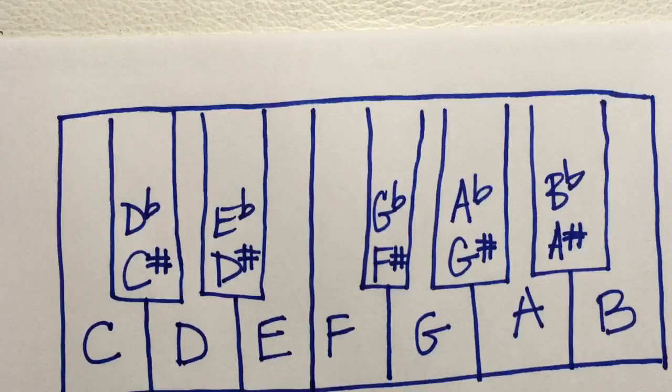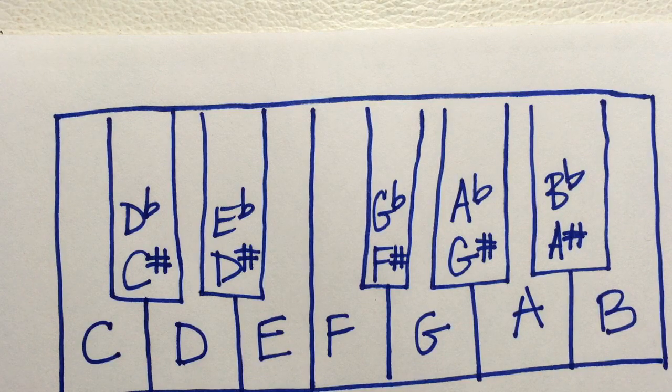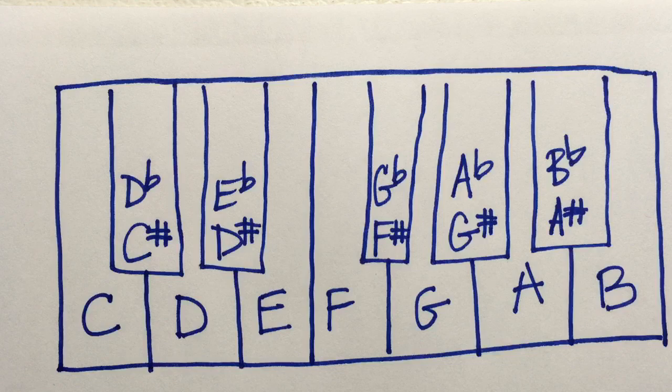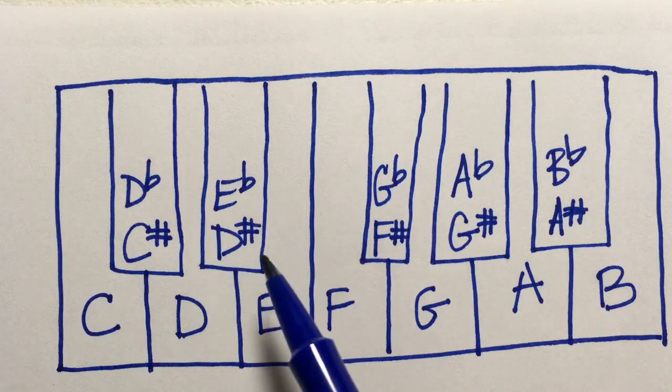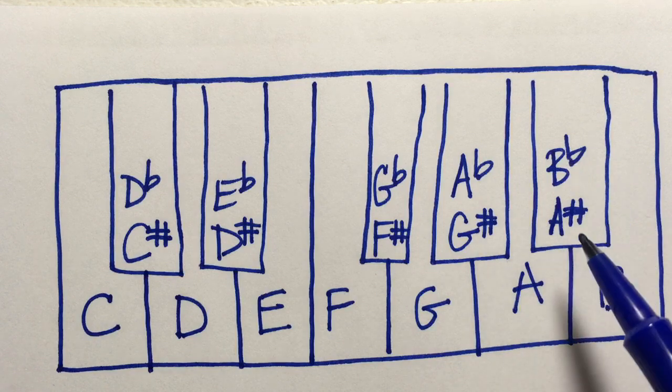So for example, D flat and C sharp sound exactly the same. For example, here's D flat. Here's C sharp. It's the same note. They have two different names. Same thing here for E flat and D sharp, G flat and F sharp, A flat and G sharp, B flat and A sharp.